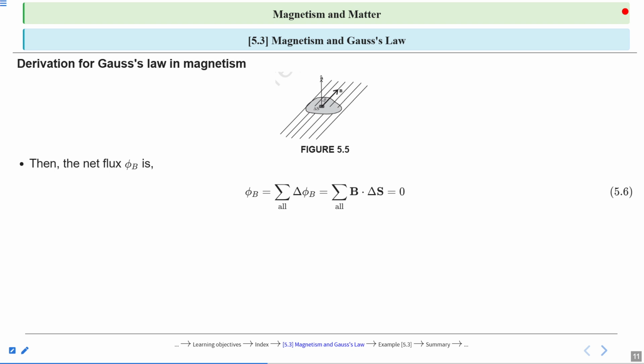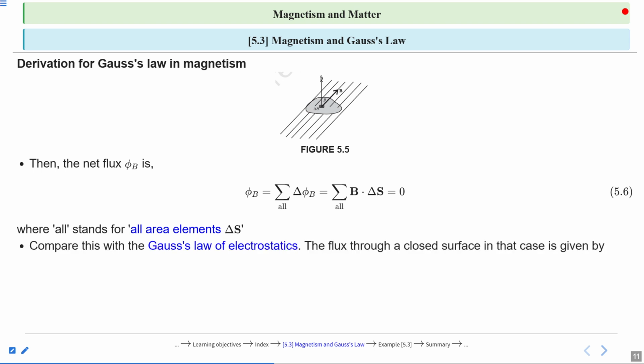What is delta phi B? B dot delta S. B dot delta S is the small magnetic flux through a small area vector, and we are doing summation for the whole surface, which is equal to 0. We have already seen that the magnetic flux through any closed surface will be 0. Any type of closed surface, whether it is irregular or regular, if it is closed, then the magnetic flux through that closed surface will always be 0. So mark it as equation 5.6, where 'all' stands for all area elements delta S.